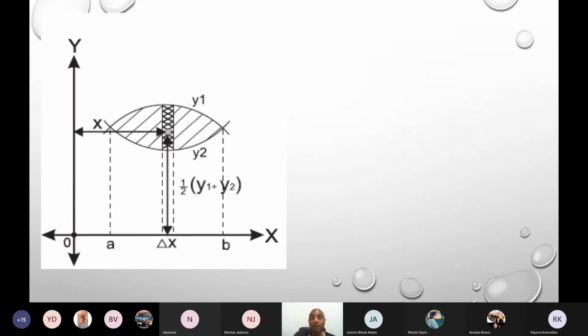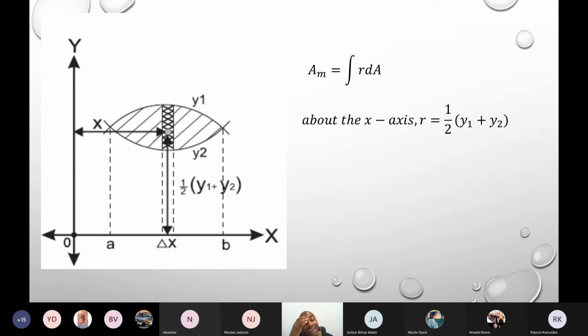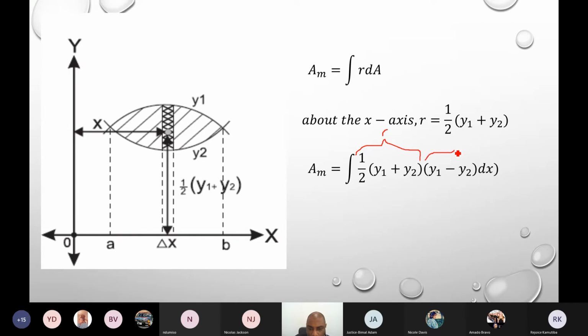Now, on the next slide, the graph is still the same, but now we're looking for area moment about the x-axis. So I told you that our R is half y1 plus y2. This is my R here. That's my R, and then all this part is my dA.